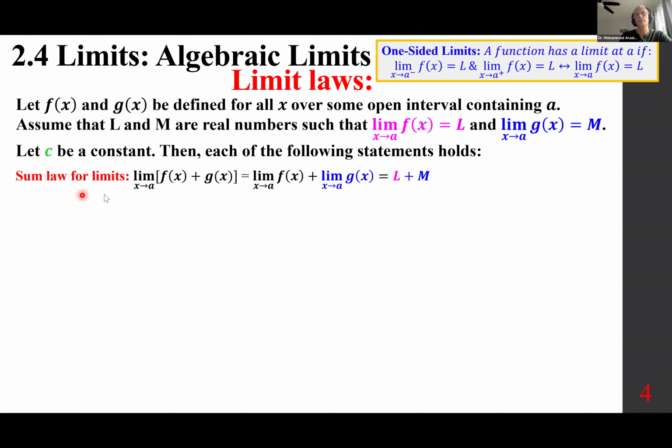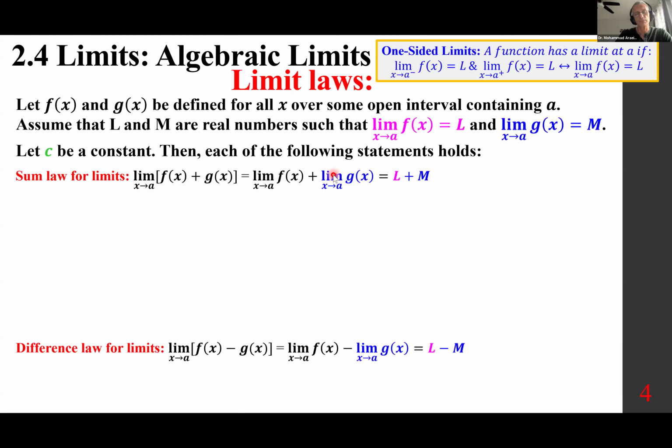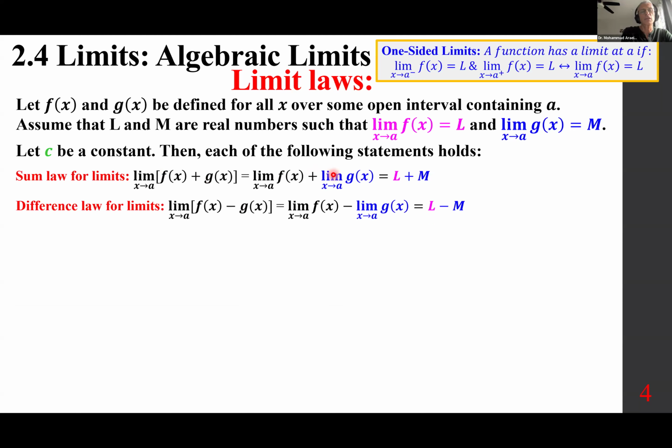The sum law for limits. The limit of f of x plus g of x as x approaches a is the limit of f of x as x approaches a plus the limit of g of x as x approaches a, or L plus M. In other words, the limit of the sum is the sum of the limits, L plus M. Difference law for limits. The limit of the difference is the difference of the limits, L minus M. Constant multiple law. The limit of C times f of x as x approaches a, if you multiply it by a constant, you can take the constant out. C times L.